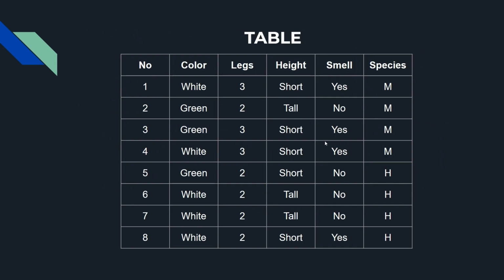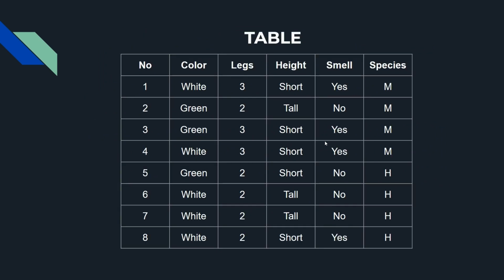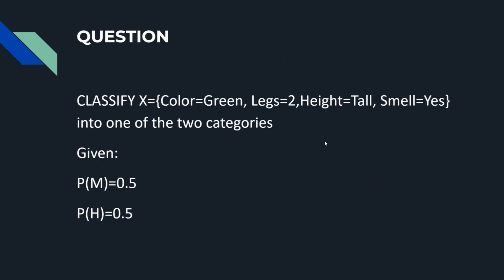See the example question. In that we have the number, color, legs, height, smell and species. Now the question is we should classify x. In the x, color equal to green, legs equal to 2, height equal to tall, smell equal to yes. We should check which species it belongs to.